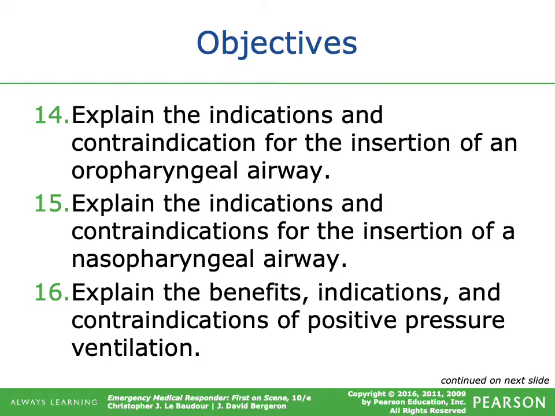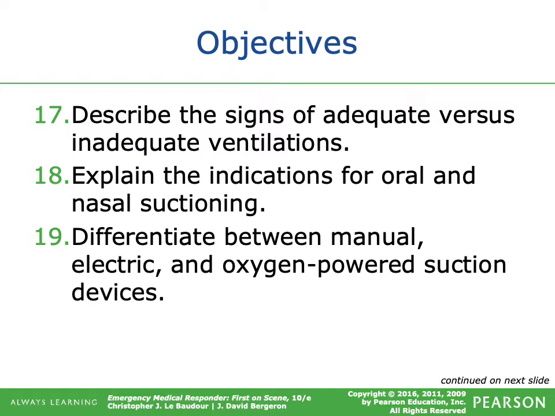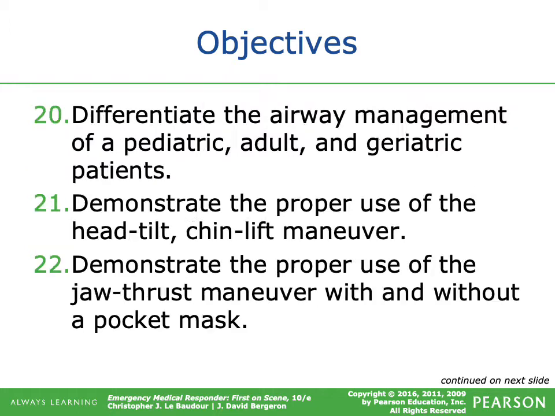Explain the indications and contraindications for insertion of an oropharyngeal airway. Explain the indications and contraindications for the insertion of a nasopharyngeal airway. Explain the benefits, indications, and contraindications of positive pressure ventilation. Describe the signs of adequate versus inadequate ventilations. Explain the indications for oral and/or nasal suctioning. Differentiate between manual, electric, and oxygen-powered suction devices. Differentiate the airway management of pediatric, adult, and geriatric patients.